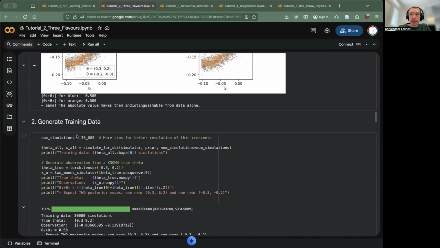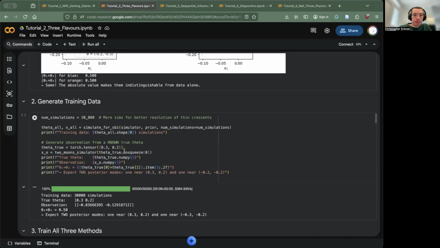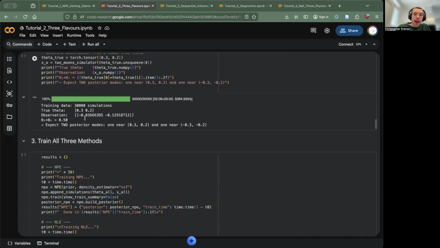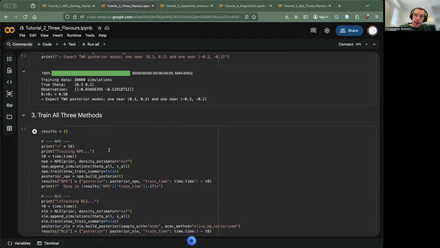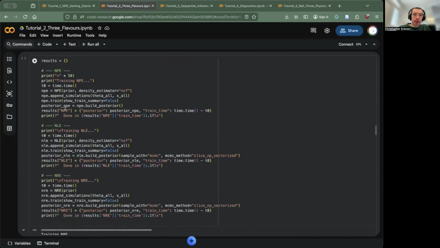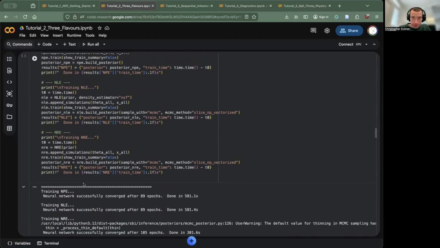All right. So what you do, well, basically you set up the simulator as there, and the syntax remains the same. You produce simulations, here 30,000, just for better resolution. And then we train our three methods in order to compare whether or not all three of them are capable of catching this bimodality feature. So what we use are neural spline flows for neural posterior estimation, neural likelihood estimation, and neural ratio estimation.